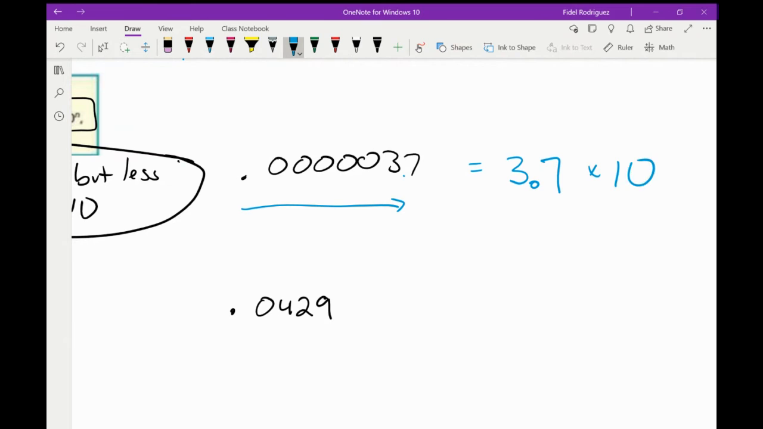And we're going to do the same thing we did before. We're going to count how many times I moved my decimal place. So look where it used to be. It used to be right here. Now if I count 1, 2, 3, 4, 5, 6, we moved it 6 spaces. Okay. But I want you to notice something about this number.